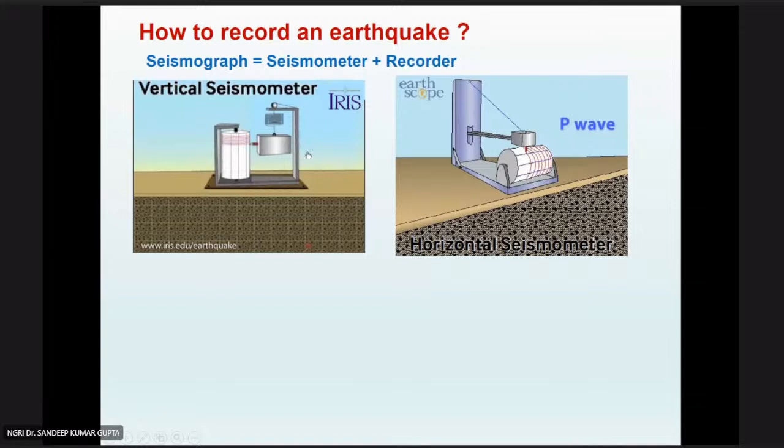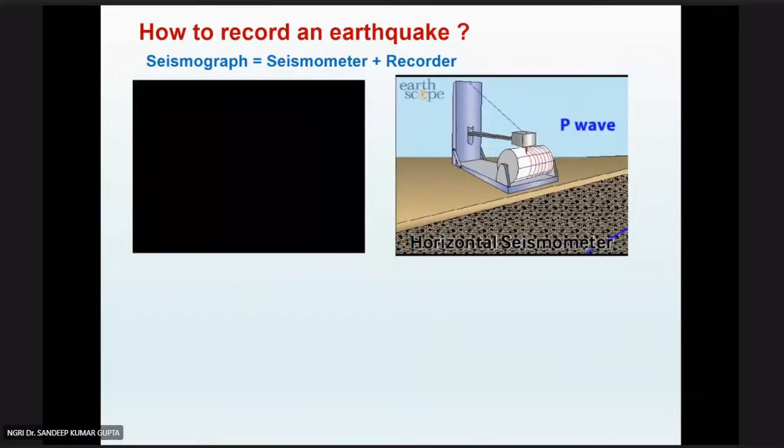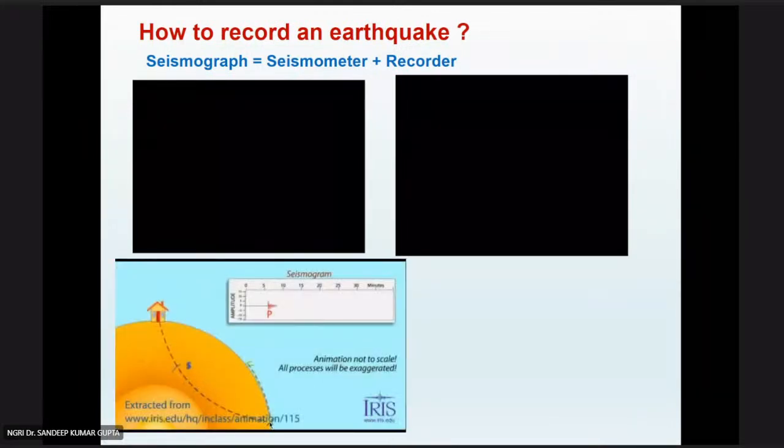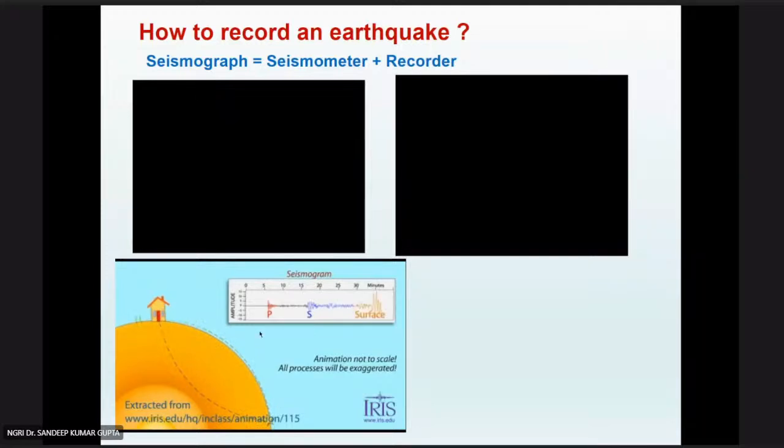In that you can see that one heavy mass is attached to a spring. Usually it is standing, not moving, but once an earthquake occurs, this mass starts moving and reflects on the paper or recording instrument. Similarly, you can see in this picture, as the waves are coming, it starts moving. You can see this is the P wave, this is the S wave. Now, there is an earthquake at this point, and as the body wave moves inside the earth, we record P, and then as it reaches, you can see here.